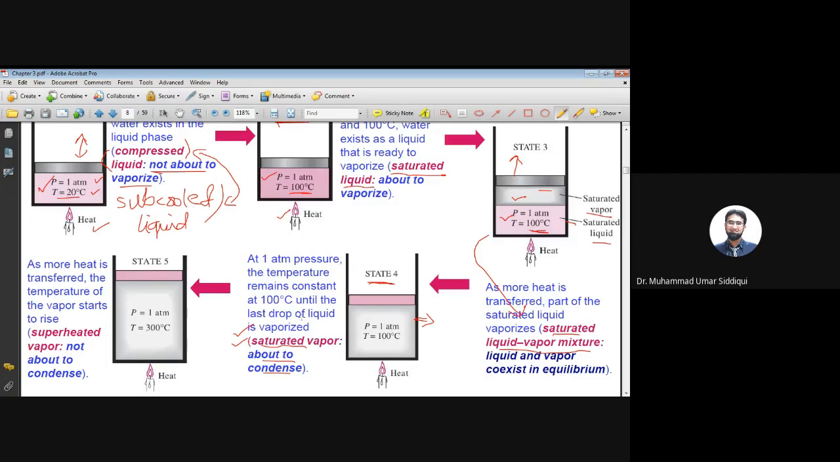Okay. Now what happened is that it was still 100 degrees. It was 100 degrees when it was about to boil, and then it started boiling, and then after that all of the liquid has been converted into vapor. It's still 100. So it was 100, 100, 100. All three stages, state 2, state 3, state 4, all 100.